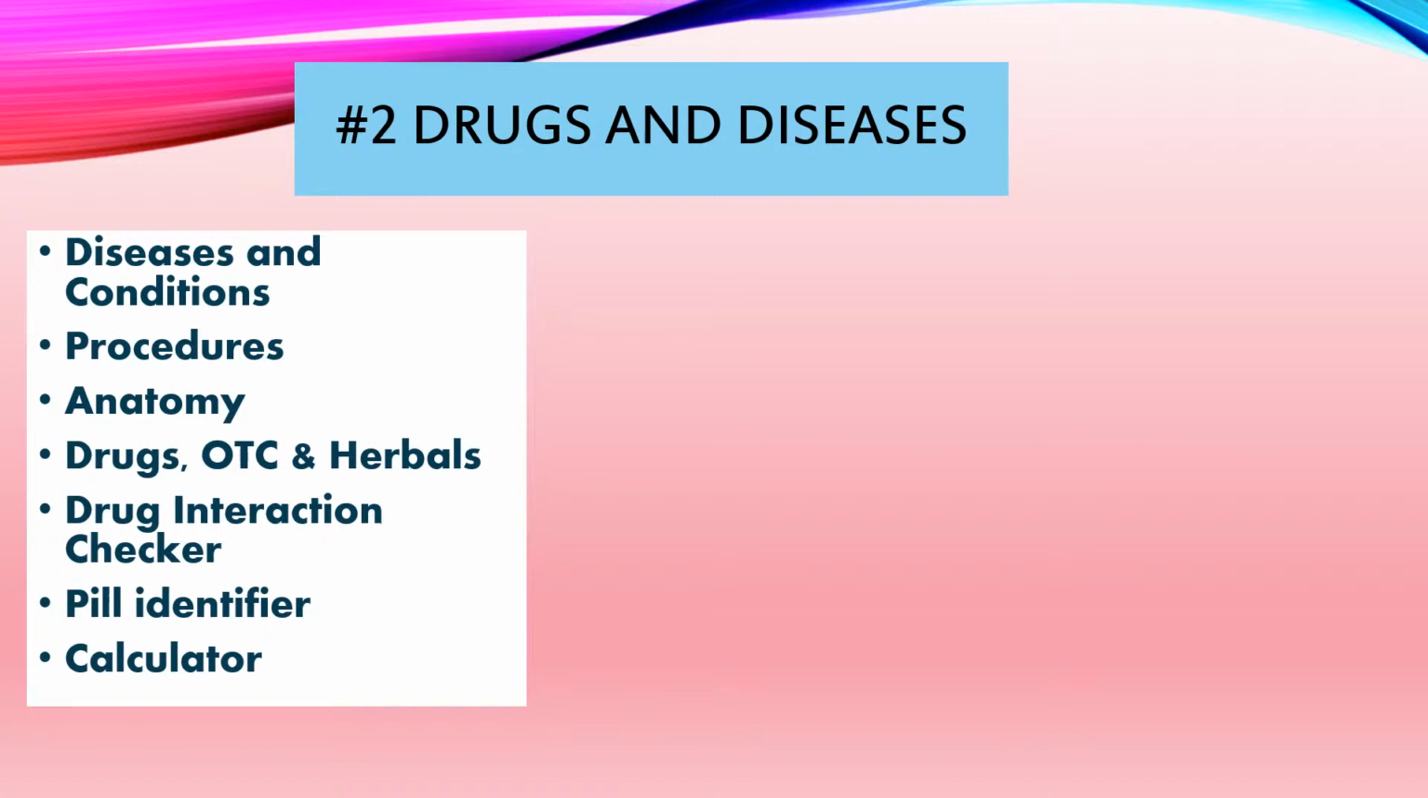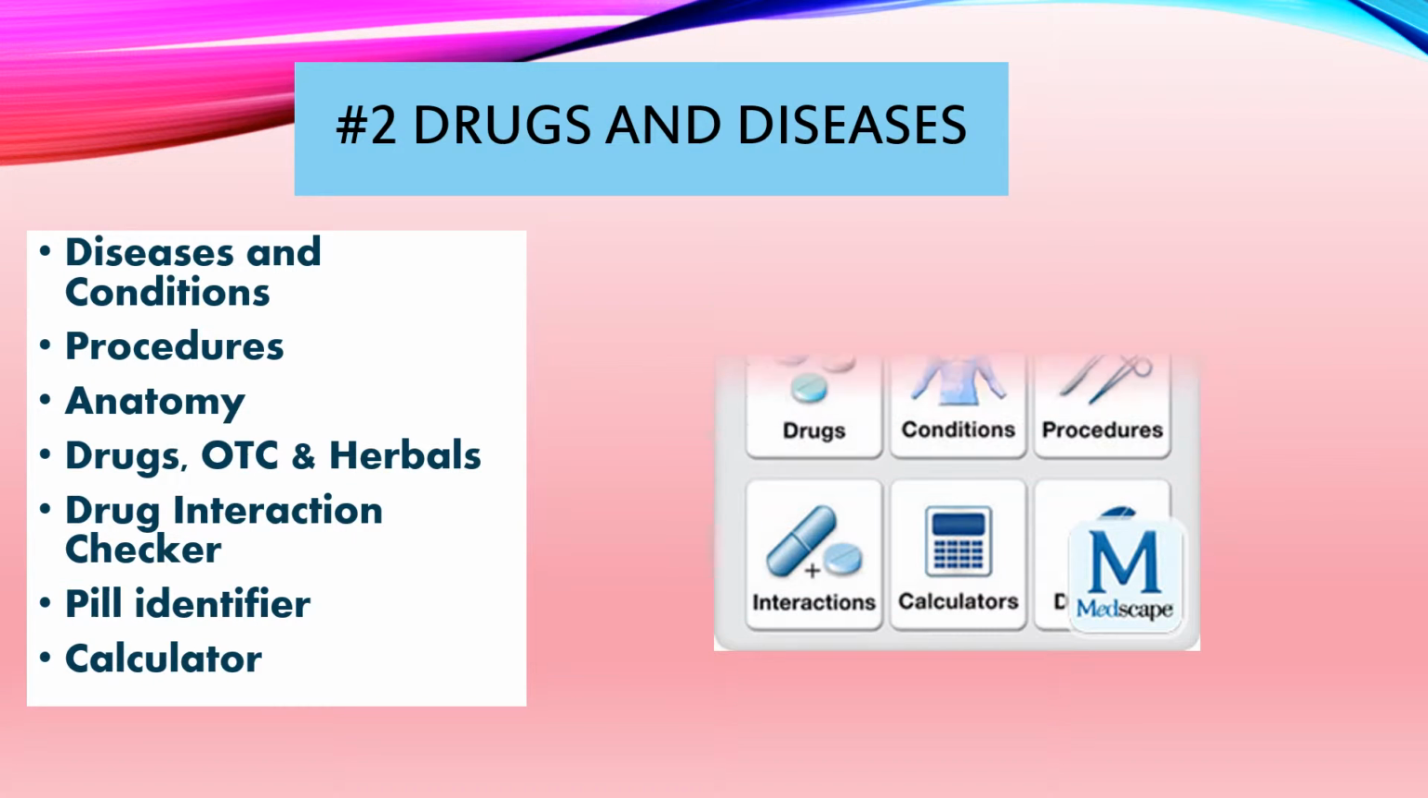The second section on the Medscape app is the Drugs and Disease section. This is the most used section for a nurse in a clinical setting. This provides a wealth of information that can be quickly accessed on a nurse's mobile device or PDA in a touch of a button. This page contains diseases and conditions, procedures, anatomy, drugs, a drug interaction checker, pill identifiers, and a med calculator. I will expand on these topics on the next 2 slides.